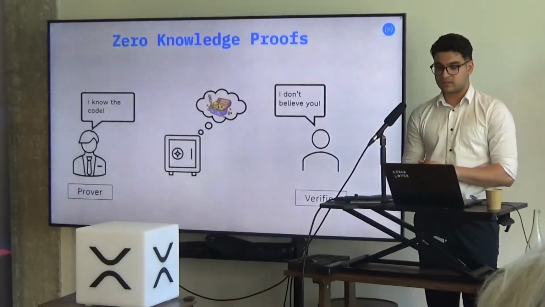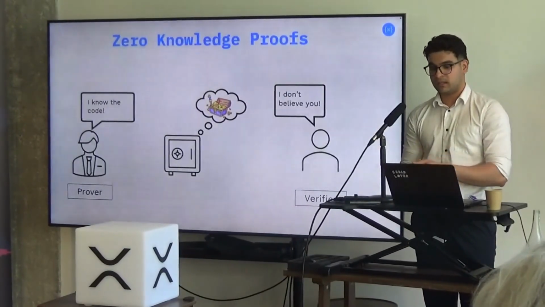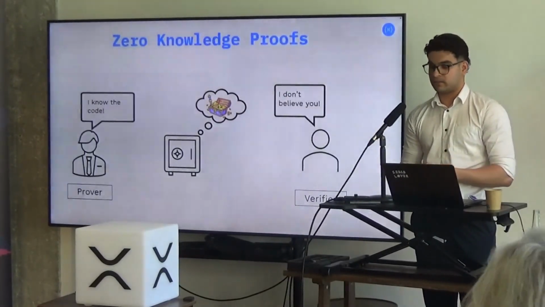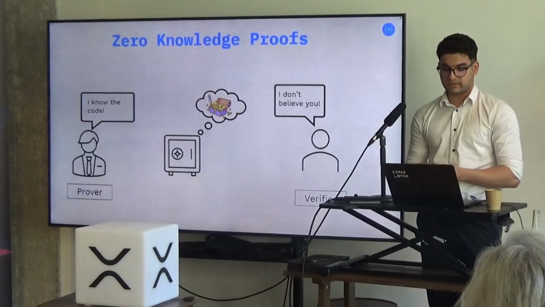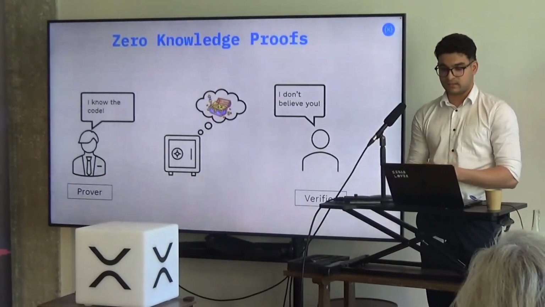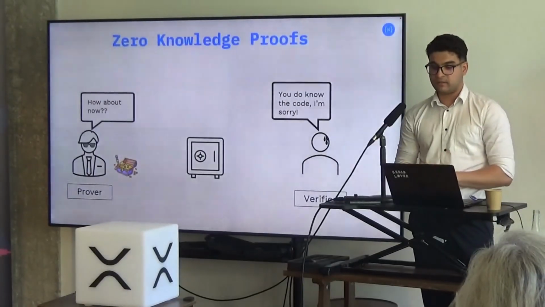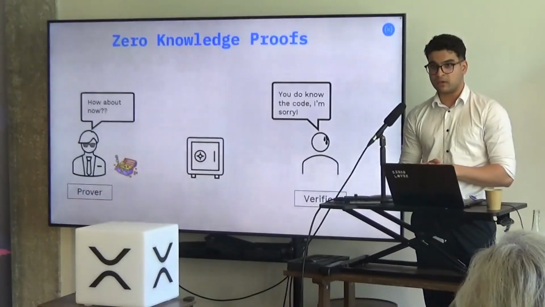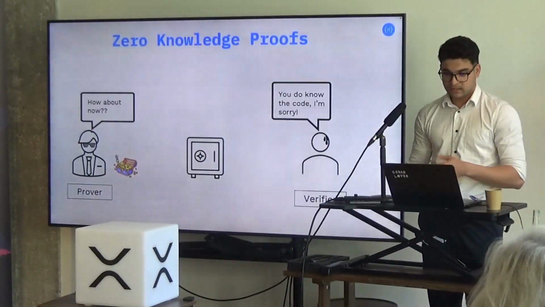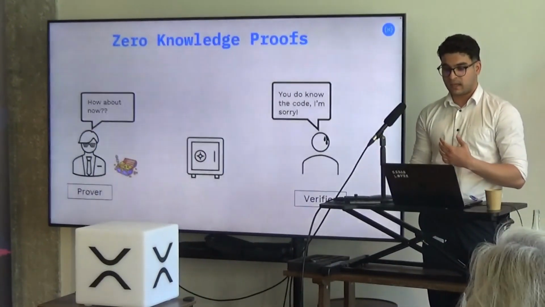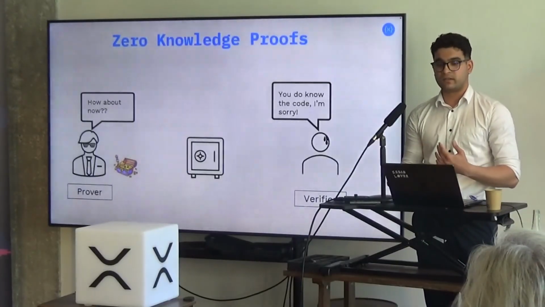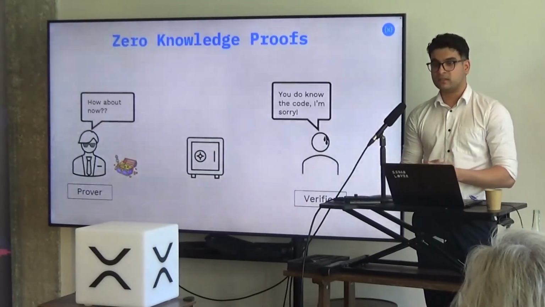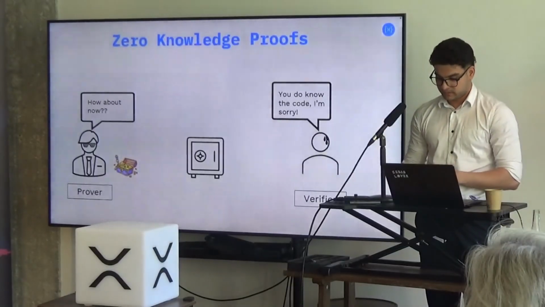So what we'll do is, when I'm not looking, you're going to go and unlock the safe since you know the correct code, and you'll bring the treasure to me, and then I'll be able to verify that you actually do know the code, because the safe can only be opened by one correct code. So this is an interaction between a prover and verifier. This is what we call interactive zero-knowledge proofs.